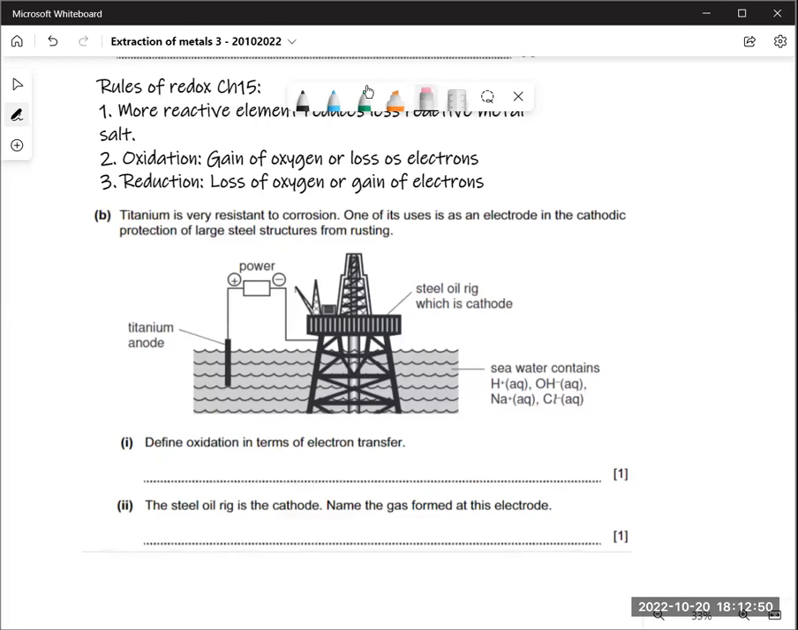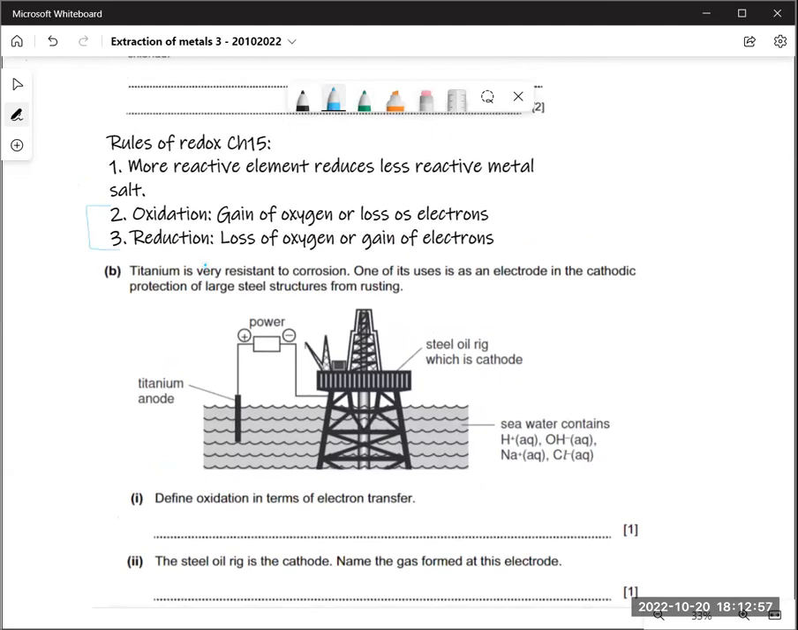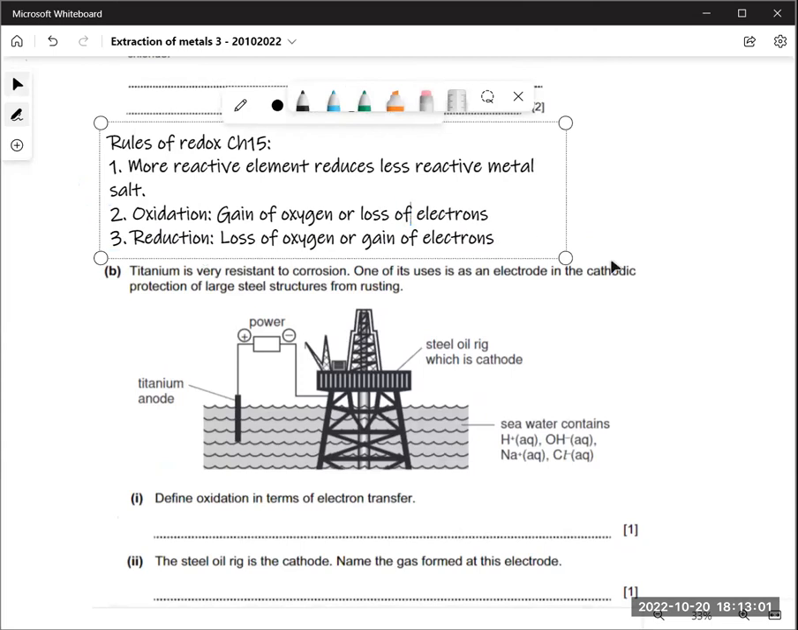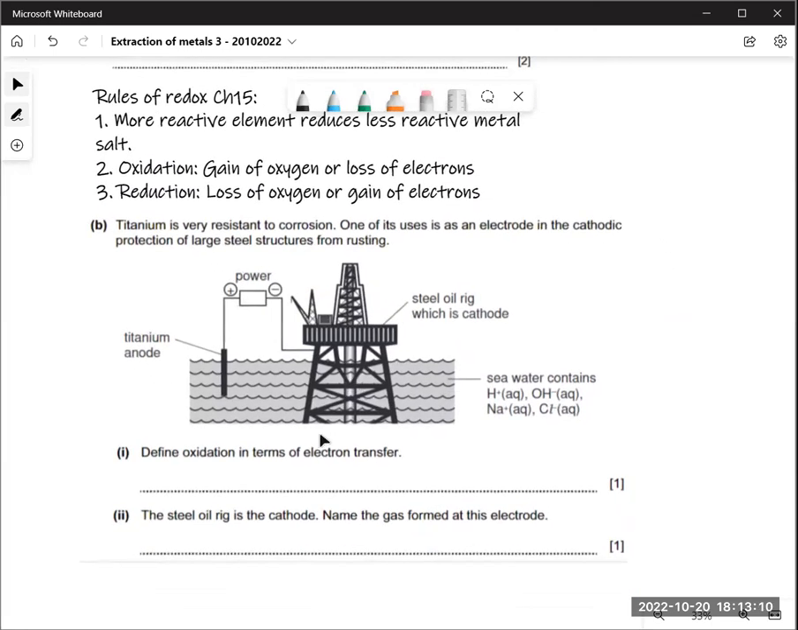Okay, I want one of you to read this. Diana, read rule number 2 and 3, quick, out loud. Oxidation, gain of oxygen or loss of electrons. Reduction, loss of oxygen or gain of electrons. So what happens to electrons in oxidation, Diana? They don't gain or lose electrons; they lose electrons only. They gain oxygen.